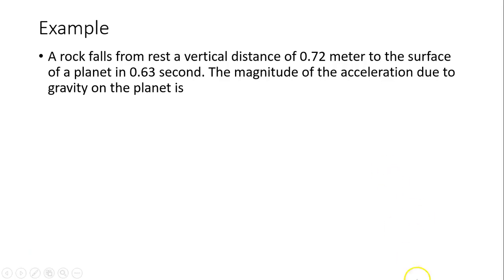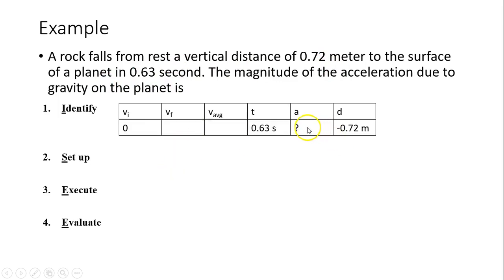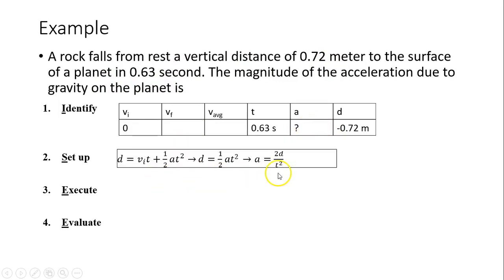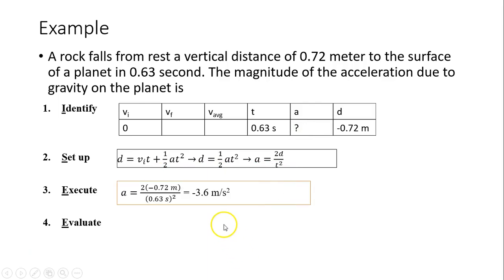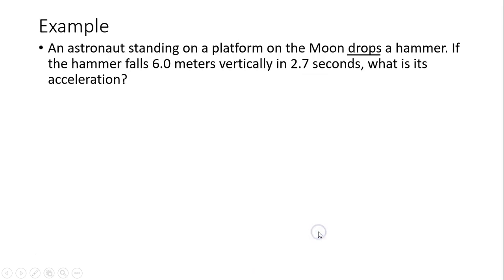Now let's see, you'll have to find acceleration due to gravity on the planet. So let's see what do you know? Initial velocity is 0, total distance falling negative 0.72. Another thing you know is the time. So how do you find acceleration? Equation, execute, and evaluate. Does that make sense?